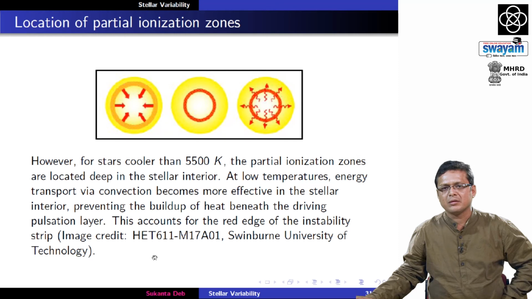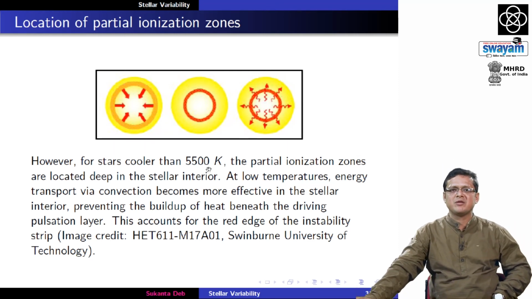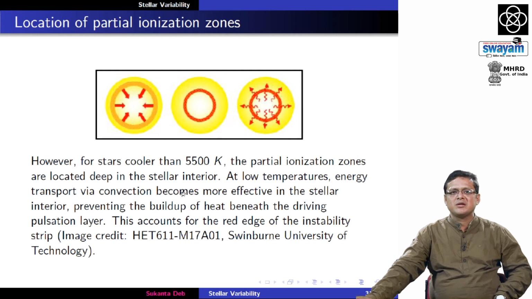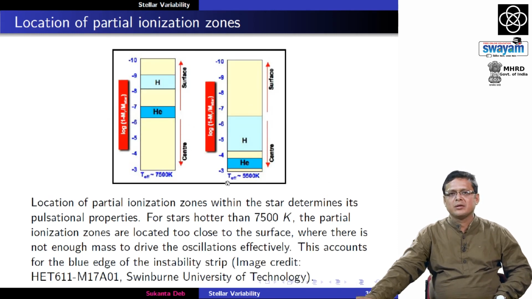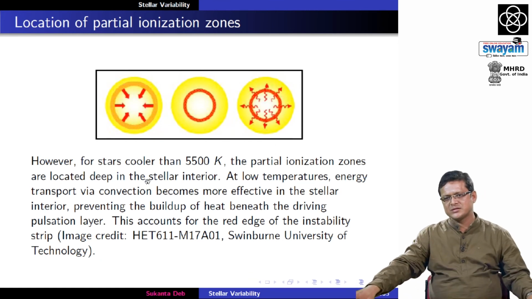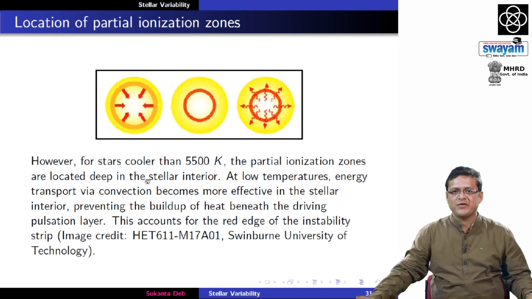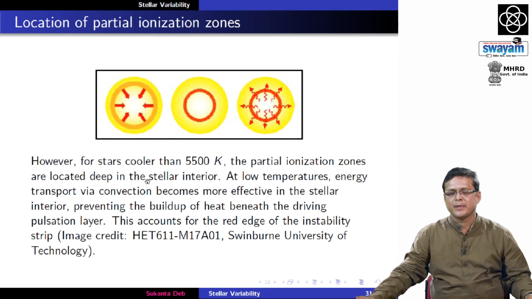Similarly, for stars cooler than 5500 degrees Kelvin, the partial ionization zones are located deep in the stellar interior. At low temperatures, energy transport via convection becomes much more effective in the stellar interior, preventing the buildup of heat beneath the driving pulsation layer. This accounts for the red edge of the instability strip.